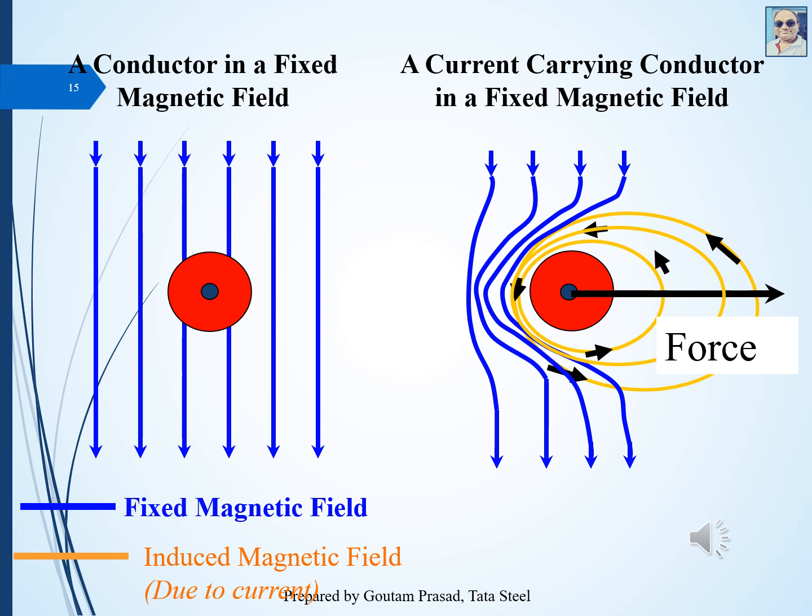We will see later that this happens on two sides of the coil, and a couple of forces start working on the coil. Because of that, it develops a rotating tendency, and ultimately the rotor starts rotating.